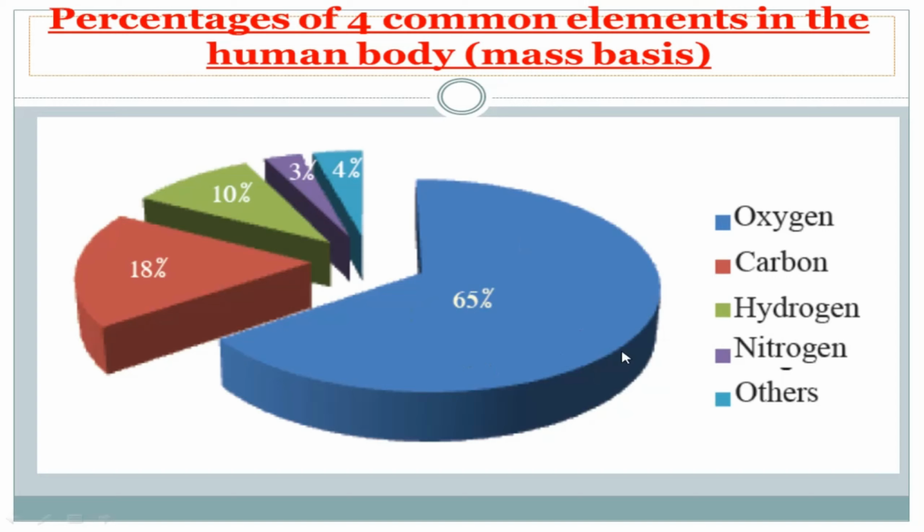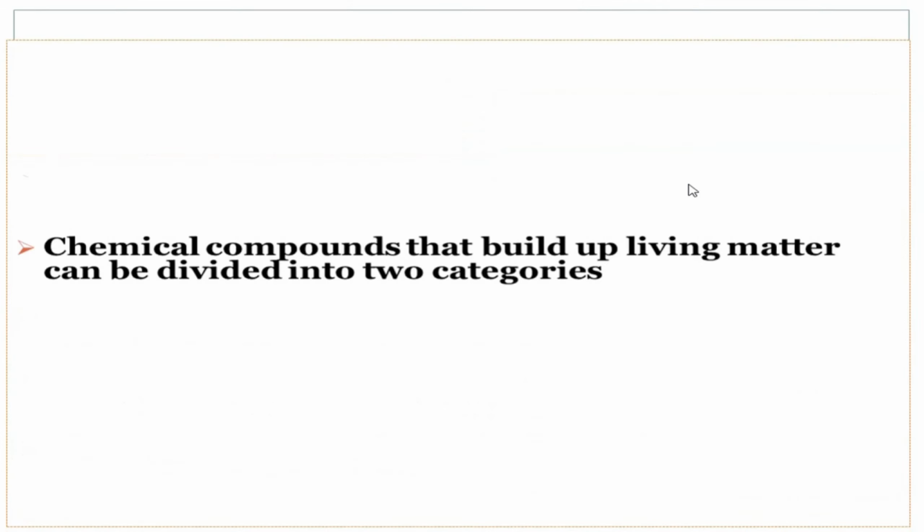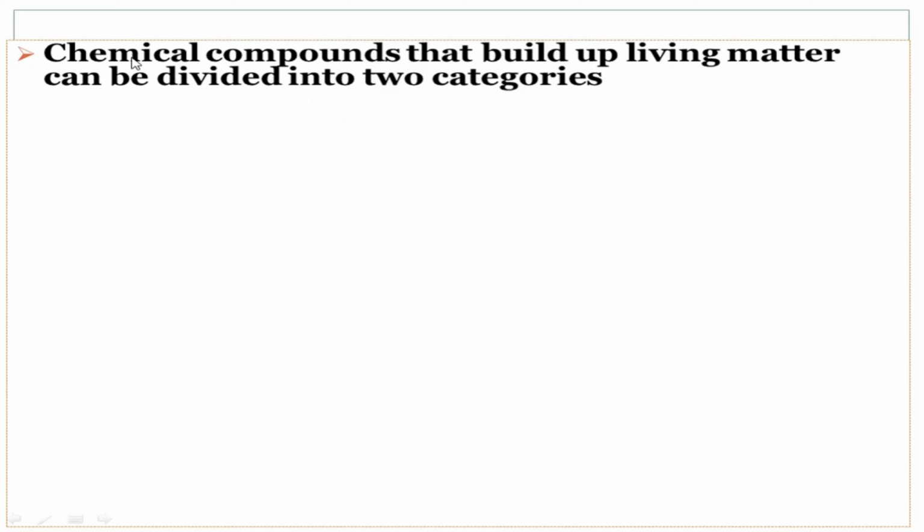According to this graph, the element contained in the greatest amount in the human body is oxygen. After oxygen, the human body contains carbon. After carbon, hydrogen. After hydrogen, nitrogen. Those are the percentages of the four common elements in the human body. Then we will go on to discuss the next point.